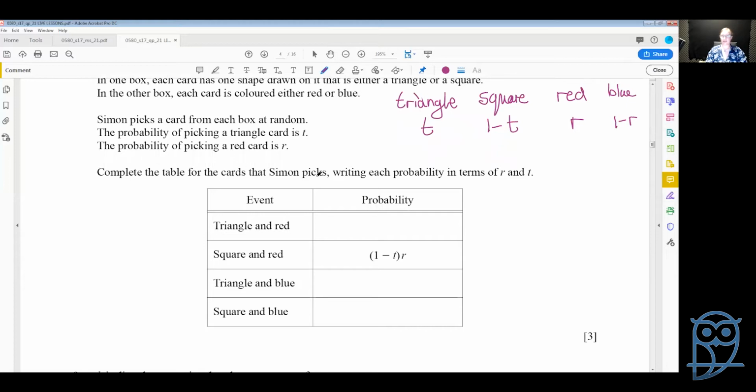Complete the table for the cards that Simon picks, writing each probability in terms of R and T. So the trick here is if you have successive events, then you multiply the probabilities with each other. So if we have a triangle and a red card, then our probability will be T times R. If we have a square and a red card, then we multiply 1 minus T, the value for our square, with our red, so (1 minus T) times R. A triangle and blue will be T times our blue, which is 1 minus R. And here we have our square and blue, so this will be (1 minus T) times (1 minus R).